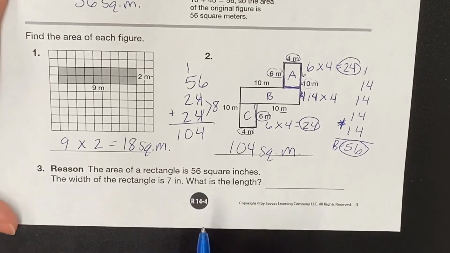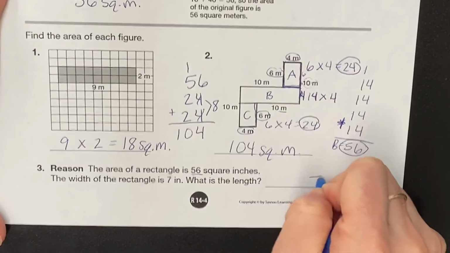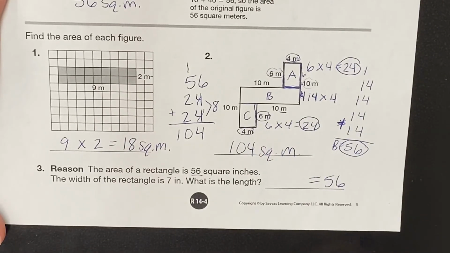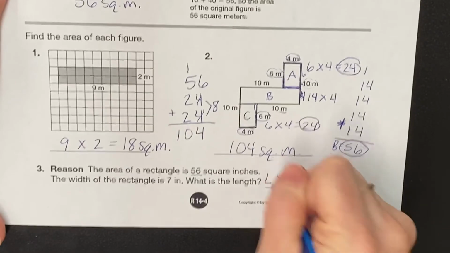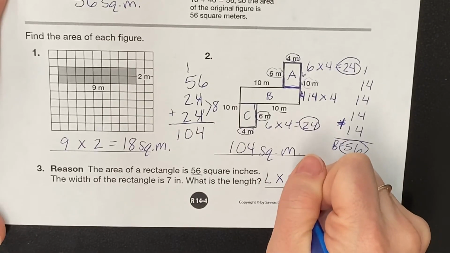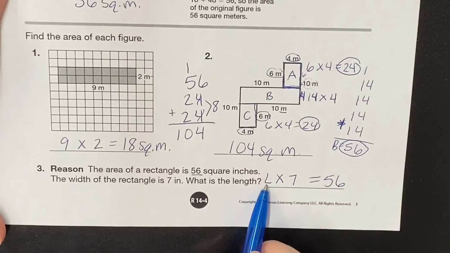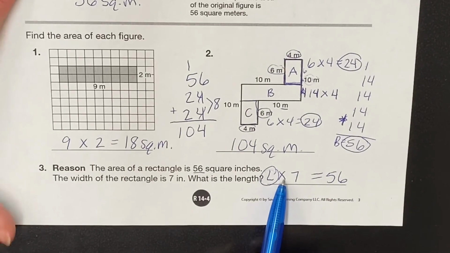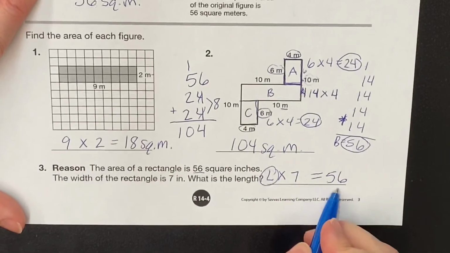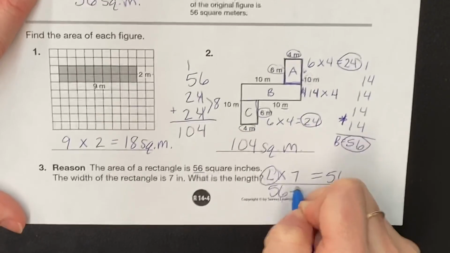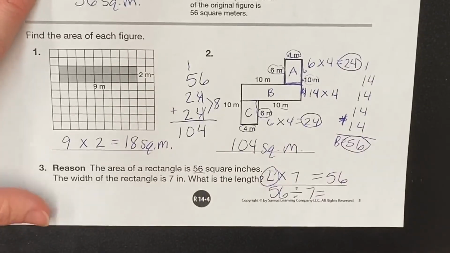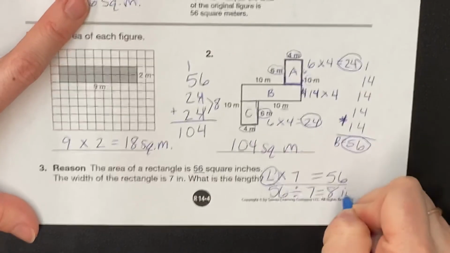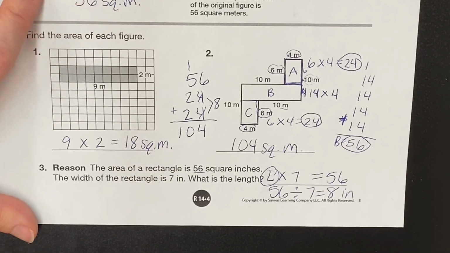The area of a rectangle is 56 square inches. Okay, so it's already giving us the answer here. The width of the rectangle is 7 inches. All right, I know that we measure length times width, which is 7 inches. So what's the length? So this is what I'm looking for. Okay, I know that multiplication is related to division, and I know the largest number goes in the front. So I'm going to divide 56 divided by 7, and what does that equal? 8. So 8 inches would be our answer.